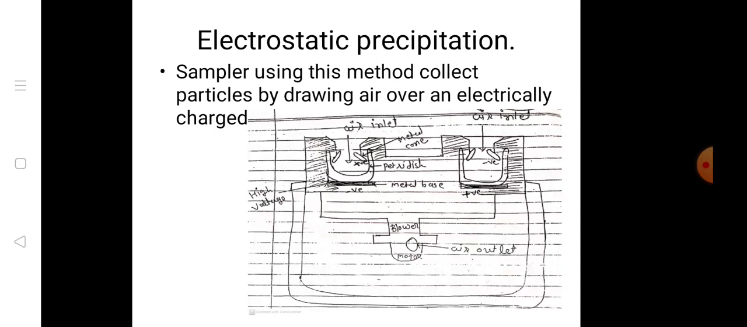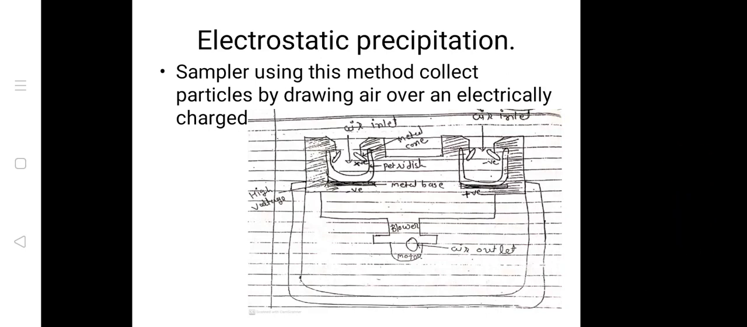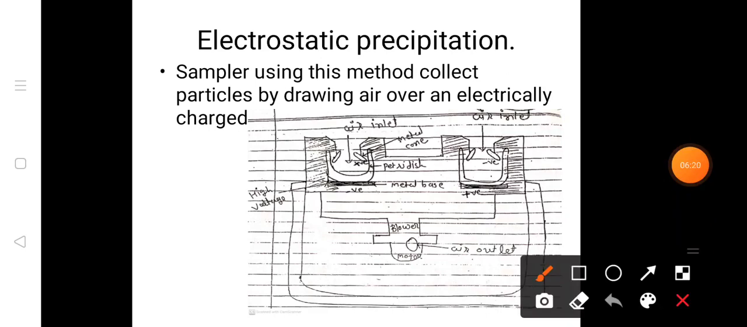Now we will see the second type, that is electrostatic precipitation. Samplers using this method collect particles by drawing air over an electrically charged surface. Here are some of the electrically charged surfaces we use to enumerate the microorganisms present in the air. The thing we have to remember is this figure.